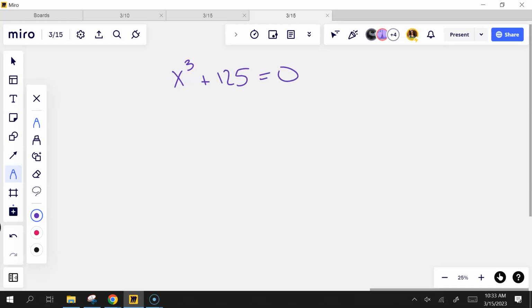Oh, chill. Solve for x. Mark, set, go. That's the cube. That's the sum of cubes. x plus 5. Well, go do it. x squared minus 5x plus 25. Did I get it right? Listen. x plus 5, x squared minus 5x plus 25.